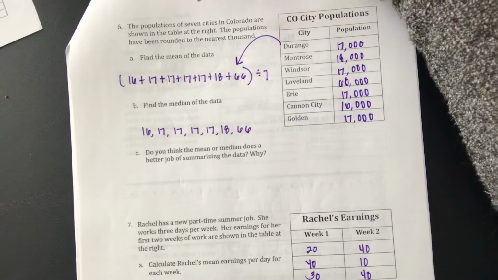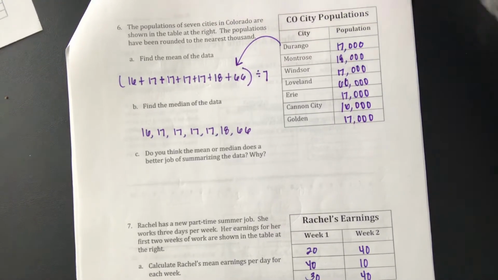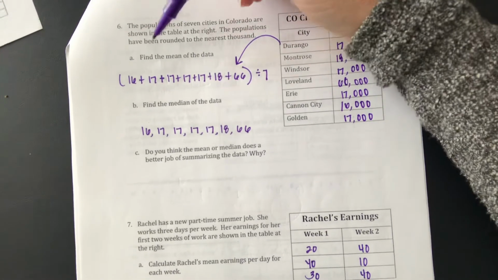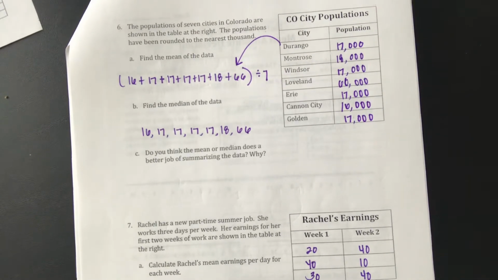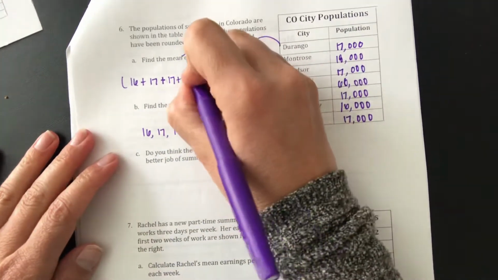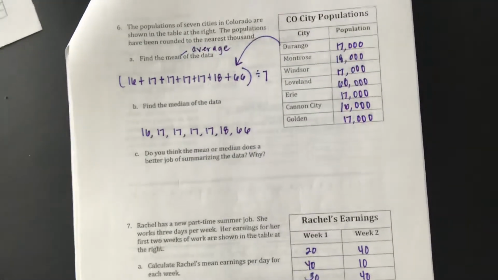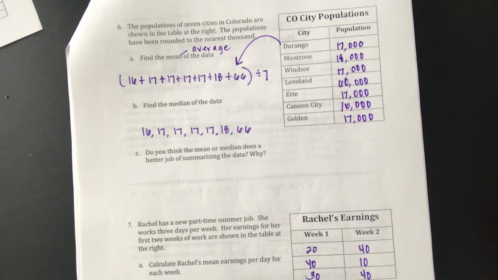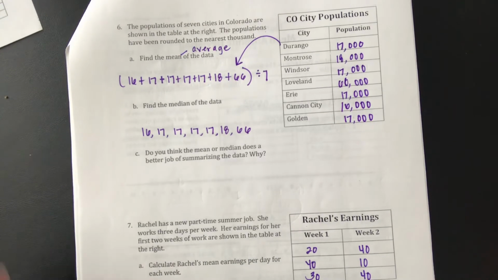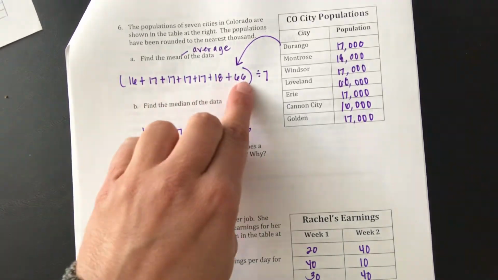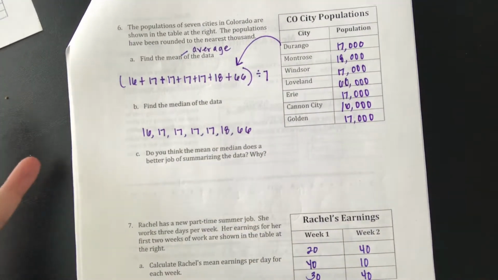It says the population of 7 cities in Colorado are shown in the table at the right. The populations have been rounded to the nearest 1,000. Find the mean of the data. We've been doing the median, okay? So remember, mean, another word for that, is average. I did mention there's a little saying to remember it. They say the mean teacher averages all the grades, because usually we take all your scores and divide by however many we took in our data set, and that's what your grade is for the unit.